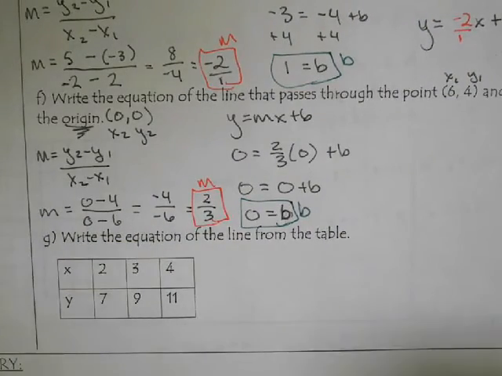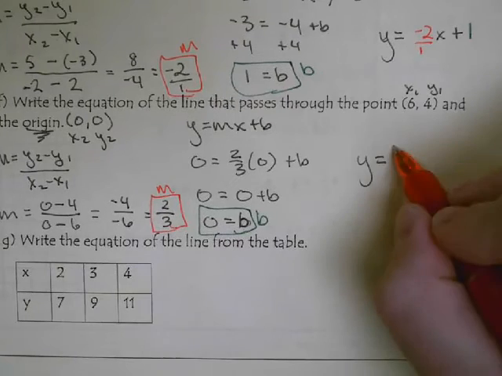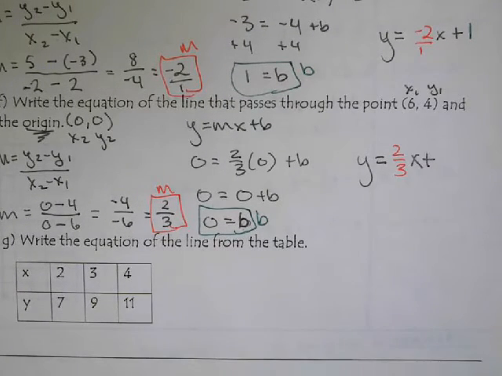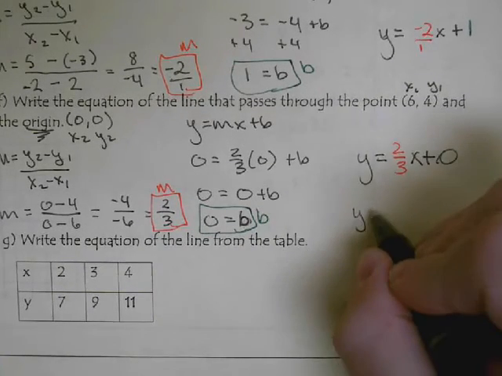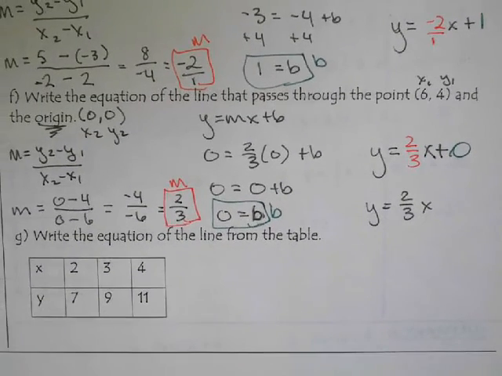Now let's plug into our equation, and we'll have y equals 2/3 x plus 0. And if I want to simplify this, kind of clean it up, I could write y equals 2/3 x. And that's our notes on writing equations of a line.